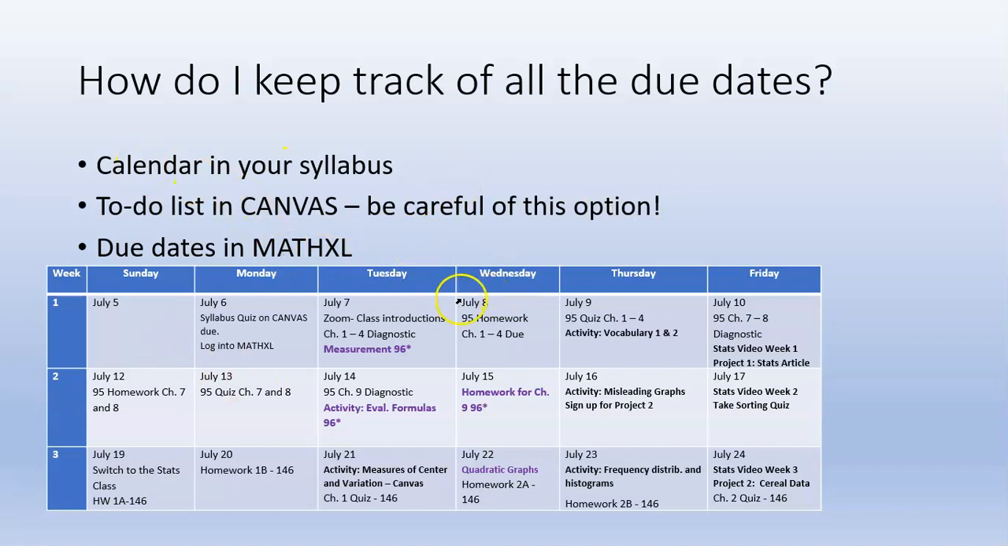The calendar from your syllabus, I put a little excerpt in here from the summer quarter of 2020 that shows you that I have every single thing listed out on here. So that would be a great thing to print, or if you don't have a printer, just save it to your desktop or something and refer to the calendar. It has everything in there.